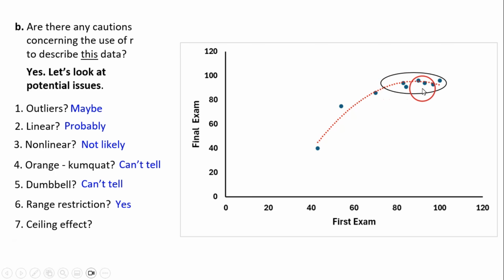And so you end up with this pattern where you've got a clustering of values up here, and that's considered a ceiling effect. Ceiling effect, and that can affect the value of your correlation. Typically it makes it just a little bit lower than what it should be. And so we potentially have something like that, but again, we can't really tell because we only have like 9 data points.